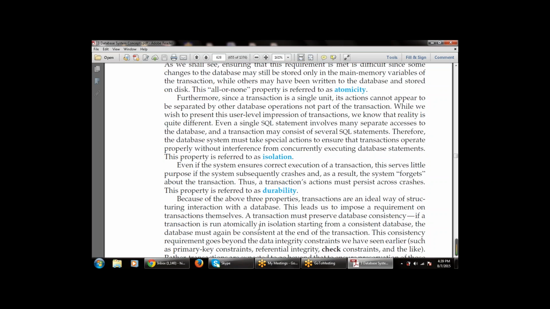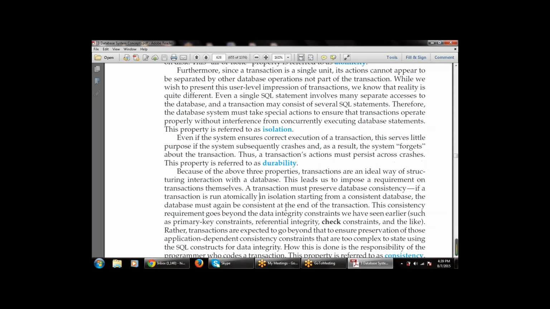What is the requirement of the transactions? How to interact with the transactions? What are the various properties available in the transactions? The transaction must preserve the database consistency. That is, if a transaction is run atomically in isolation, starting from a consistent database, the database must again be consistent at the end of the transaction.